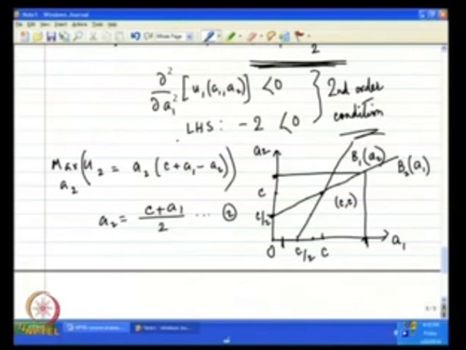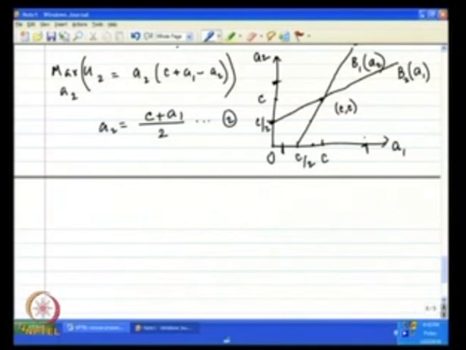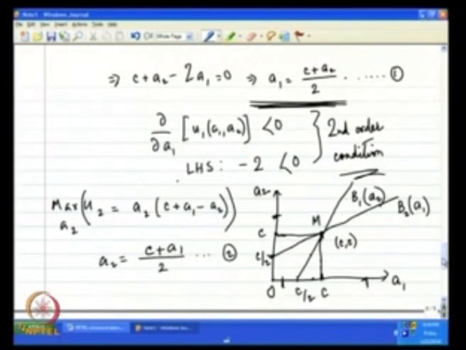Question is, which is the Nash equilibrium? And the answer is very simple. Nash equilibrium is that point where these two lines intersect each other. Since both these lines are straight lines, there will be a unique point of intersection, because these lines are not parallel. So there will be only one point at which they intersect, and that point is here. Let us call this point M, and you can figure out intuitively, at least from the diagram, that this point has the coordinate C, C. This can be verified by solving 1 and 2 also.